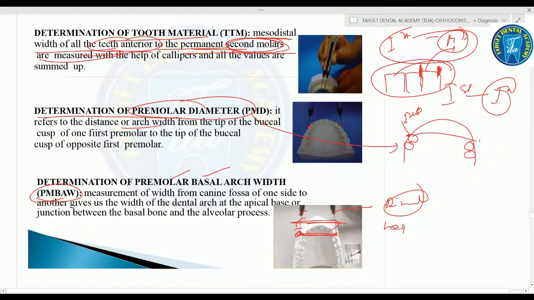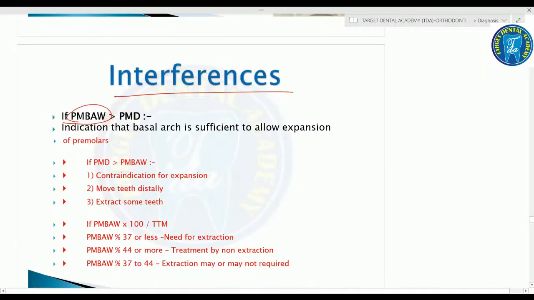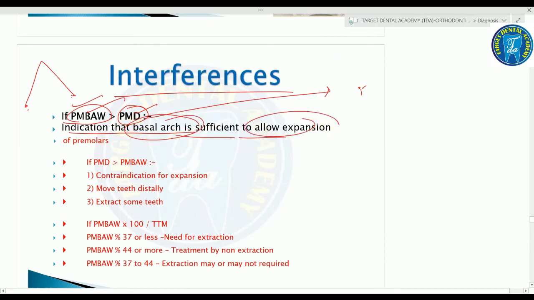Right, so now you have the total tooth material, you have the PMD, you have the PMBAW. If the PMBAW, the premolar basal arch width, which you have measured from canine fossa to canine fossa, is more than the PMD, the premolar diameter, which you have measured from the buccal cusp tip of the first premolar, there is an indication of the basal arch which allows the expansion. In this, we need to expand the arch of the premolars.